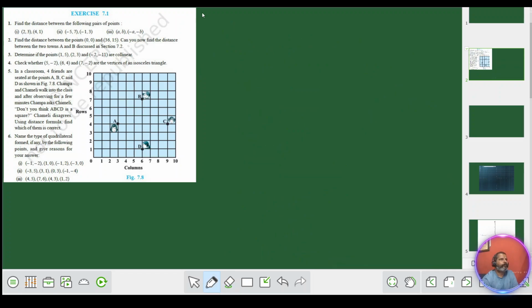Fourth one. Check whether the points are vertices of an isosceles triangle. When the points are vertices of an isosceles triangle, the length of at least two sides should be equal. Okay. So let A be (5, minus 2), B (6, 4), C (7, minus 2).